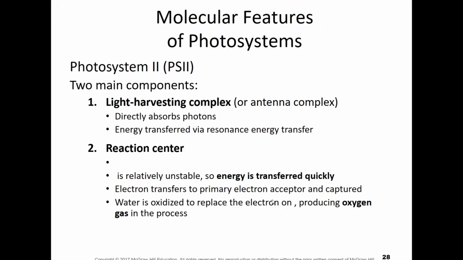Okay, photosystem 2 has the light harvesting complex, which includes the pigment, right? And it's also called the antenna complex, and it absorbs the photons. And then the energy gets transferred. And then there's a reaction center. This reaction center is not very stable. Energy is transferred very quickly, and this is where water is split or broken up, and oxygen is produced there in the reaction center. And so the oxygen gas is released as waste.